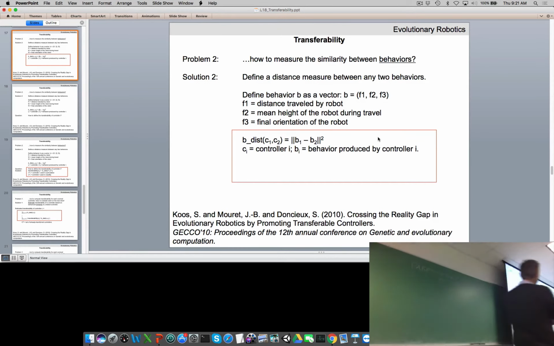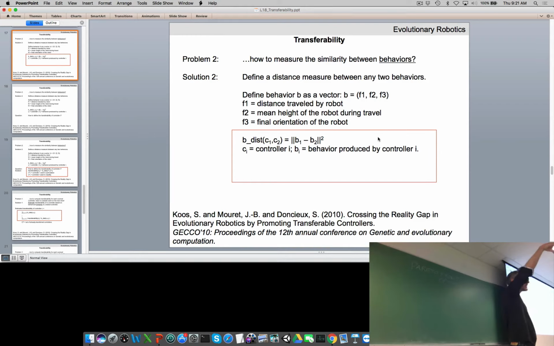So what the investigators did was to define behavior as B, a vector, and this vector has 3 elements in it, and these 3 elements describe 3 different properties of the behavior B produced by a controller C.